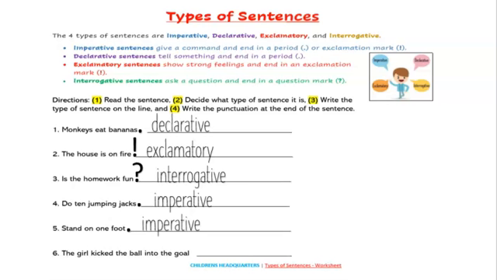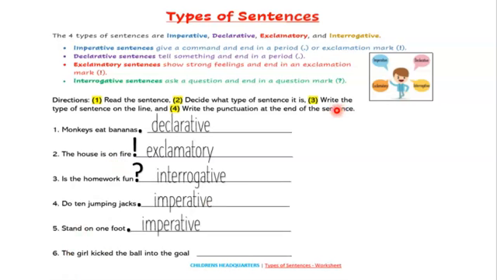All right. So number 6. Let's go ahead and read the sentence together. The girl kicked the ball into the goal. Next, we're going to decide what type of sentence it is. Is this giving us a command, telling us something, showing strong feelings, or asking a question?